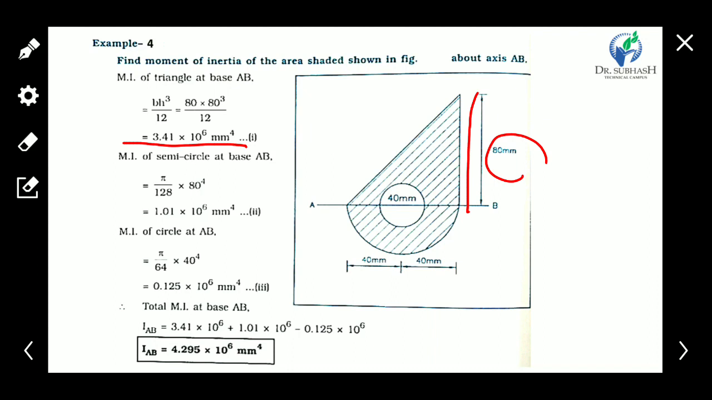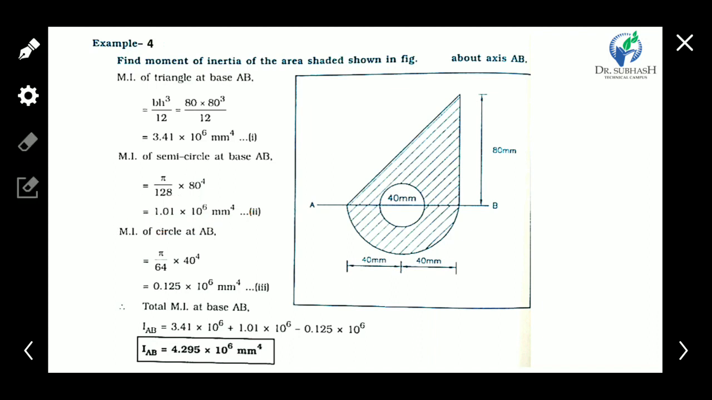Now the moment of inertia of the semicircle at base AB, or from the base. We have the direct equation for the moment of inertia of a semicircle about its base: pi by 128 into d raised to 4. Here the diameter of the semicircle is 80, so 80 raised to 4, which gives 1.01 into 10 raised to 6 mm raised to 4.